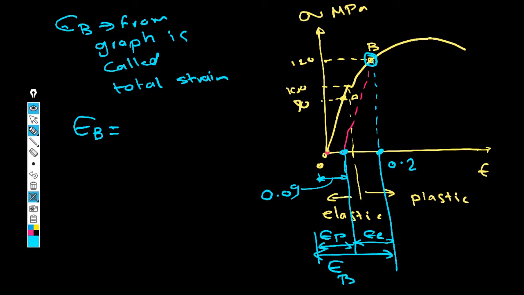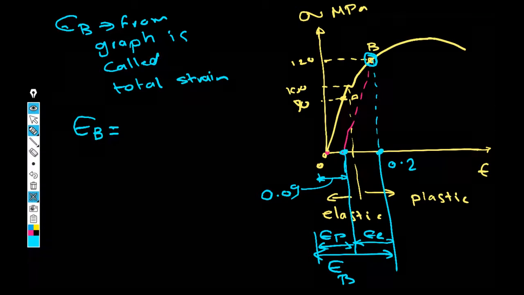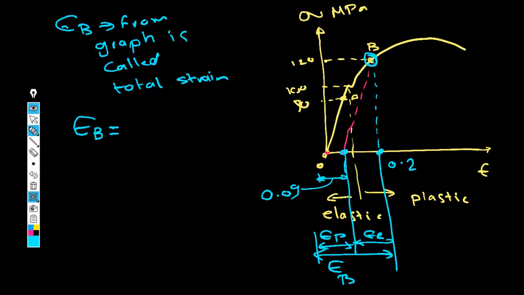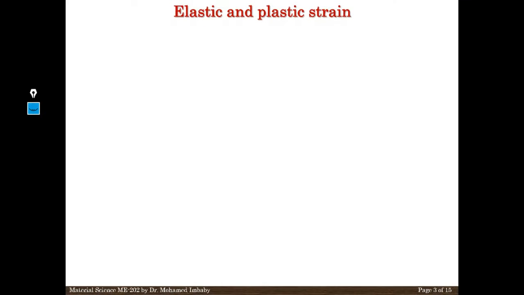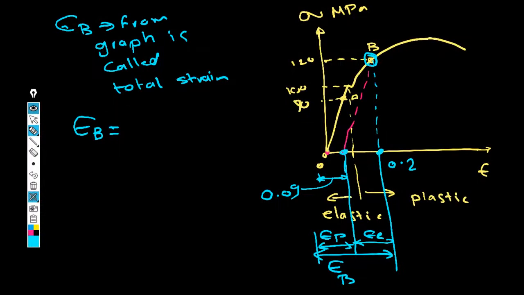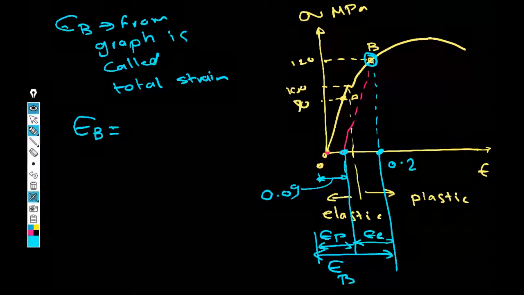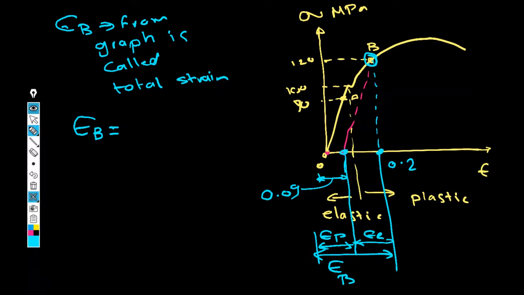What is the value? Are you following? When we add them, it's 0.29. What's the value? Can you repeat the point, doctor? I'm asking you to find the strain at point B from the graph.